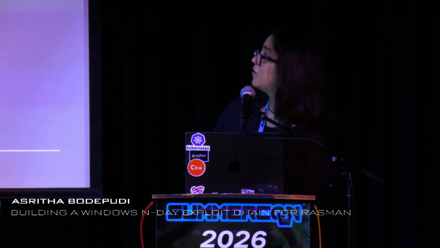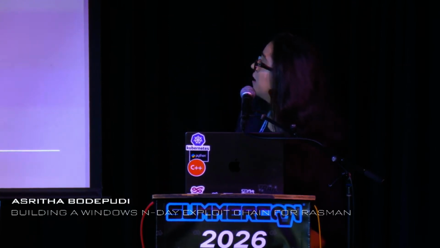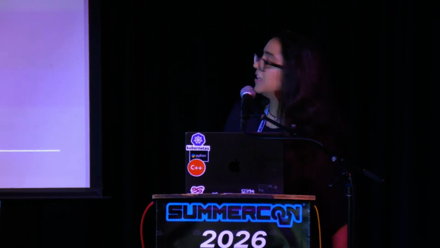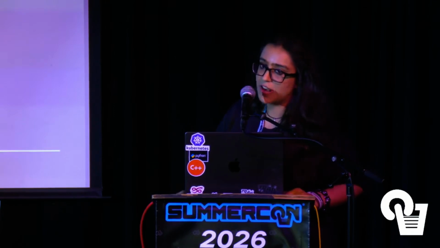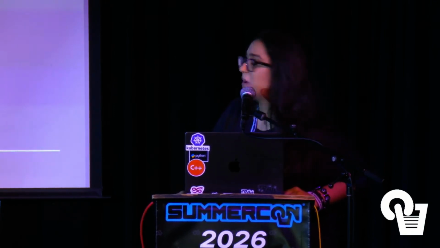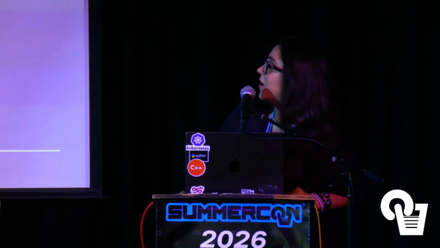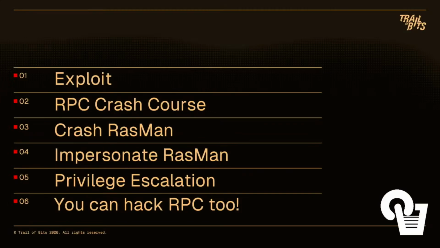Okay. So as an overview of what I'm going to go through today, I'm going to go over a high-level overview of the exploit first. Then I'm going to do a crash course on Windows RPC. Then I'm going to talk about how I went about trying to exploit the RasMan service and then trying to get privilege escalation on it.